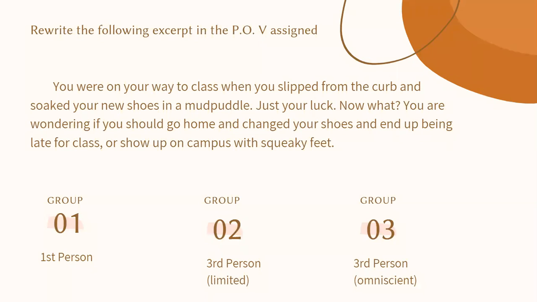All right, so now that we've gone through the 3 points of view and their variations, I would like you to go into your breakout rooms at this point, and you are going to be rewriting the following excerpt in the point of view assigned.